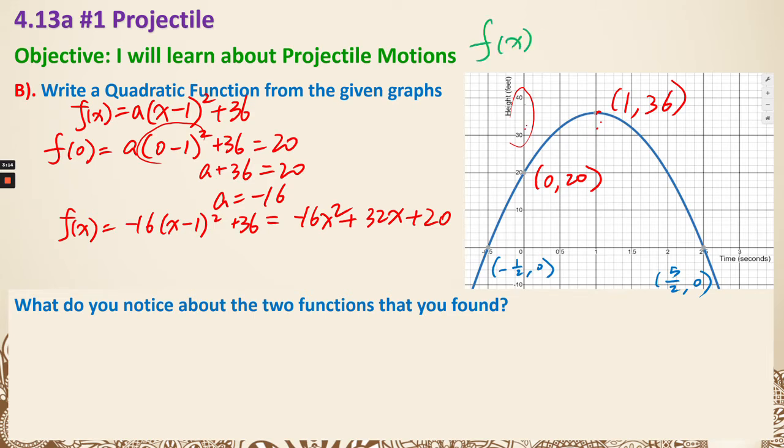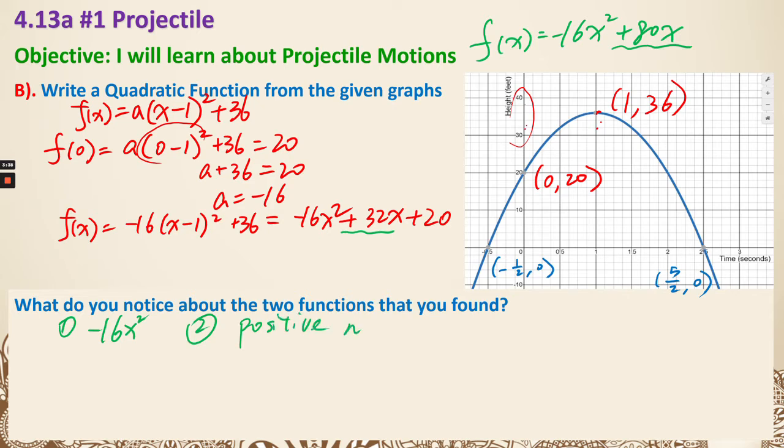Let me write the other one down as well, so you can answer this question. f of x equals negative 16x squared plus 80x. What do you notice about the two functions that you found? The first thing you might notice is they both start with negative 16x squared. The second thing you might notice is this is a positive 32x and this is a positive 80x. So far it's a positive number in front of x. That's something you may notice.